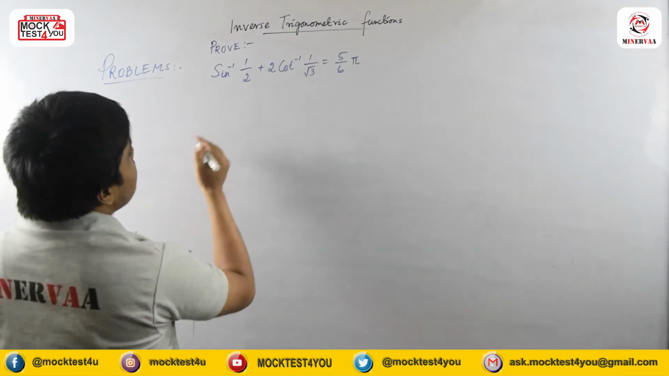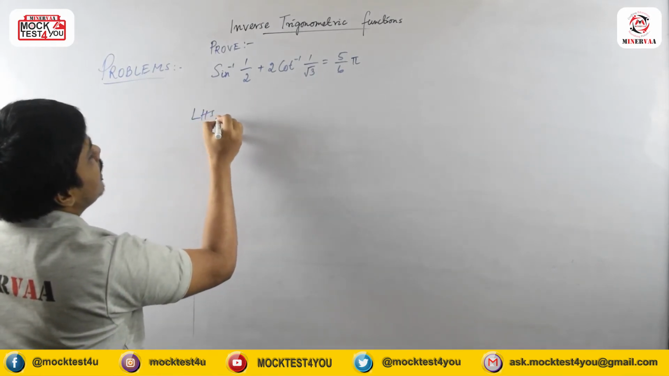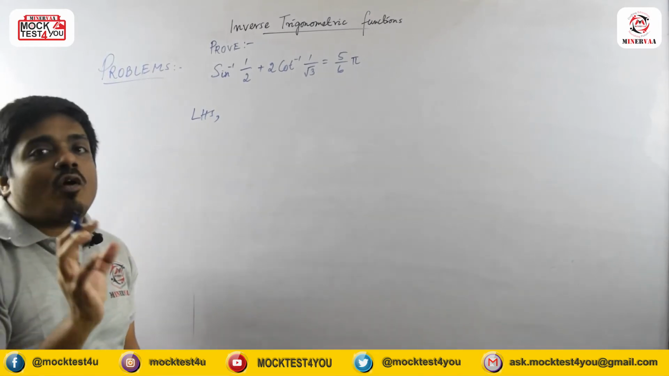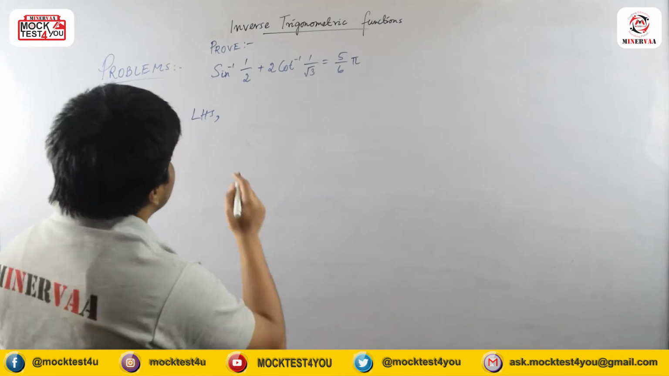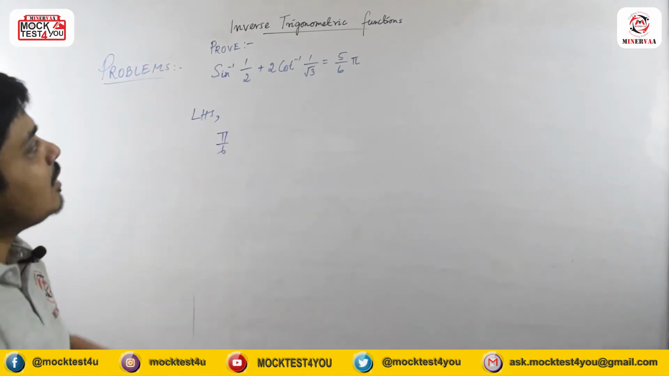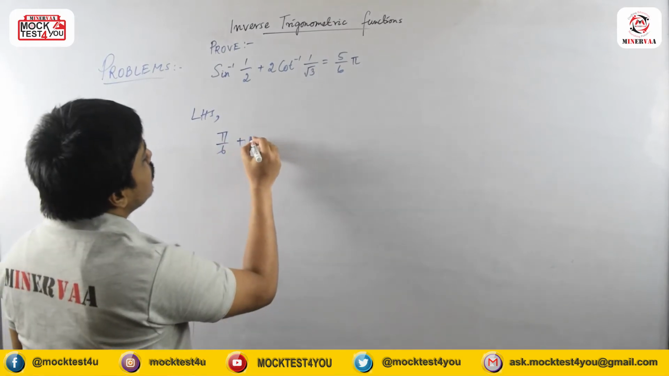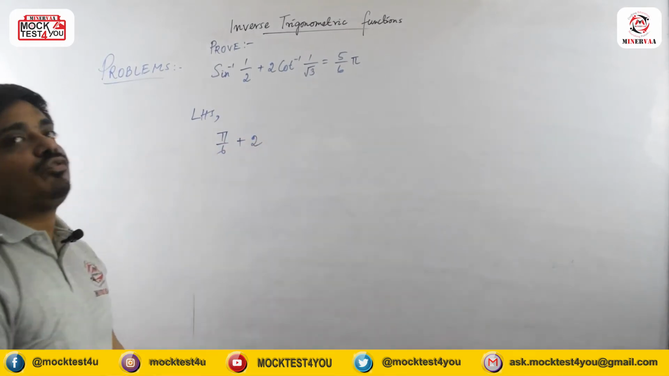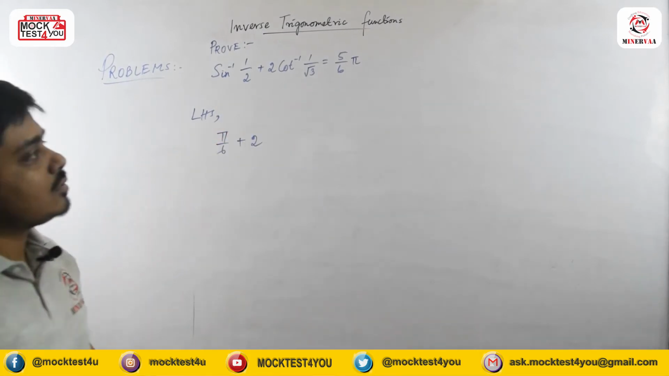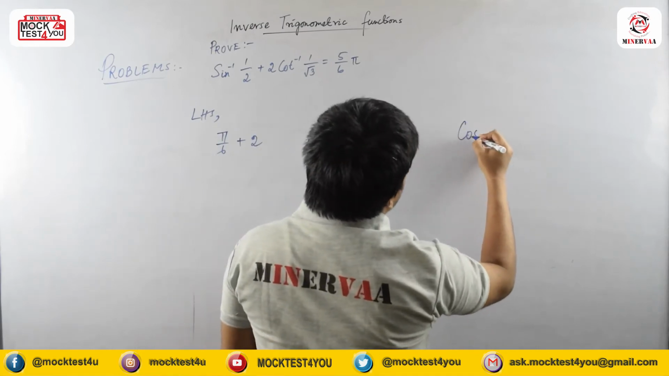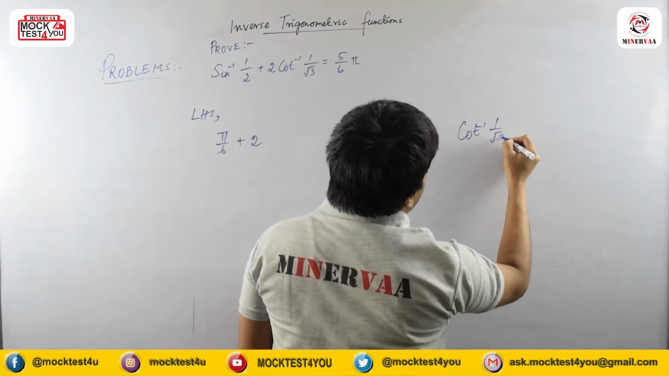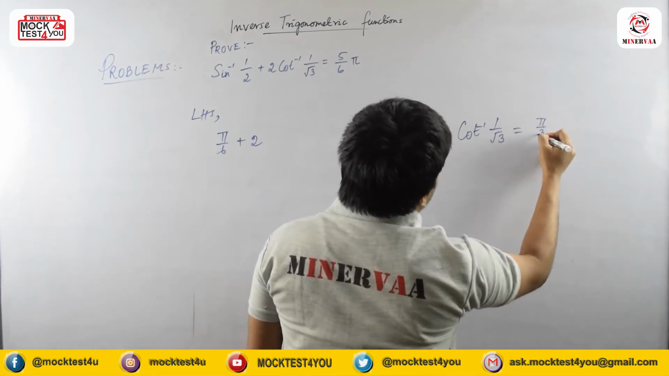So when I see this problem, sine inverse half. For what angle is sine half? We know that is pi by 6, that is 30 degrees. So we can directly write that answer, pi by 6. Then plus 2 cot inverse 1 by root 3. So cot inverse 1 by root 3, what is the value? Cot inverse 1, not cos, it's cot inverse 1 by root 3.